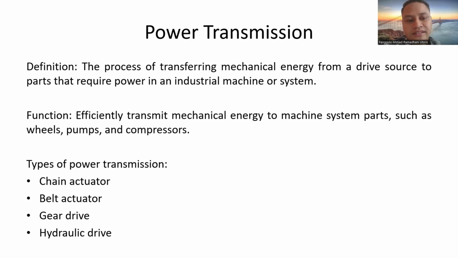The function is to efficiently transmit mechanical energy to machine system parts such as wheels, pumps, and compressors. So we have four types of power transmission. One is the chain actuator, the second is the belt actuator, then gear drive, and hydraulic drive.